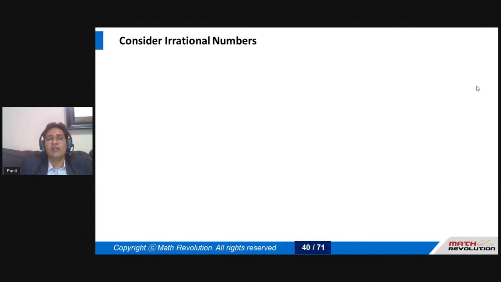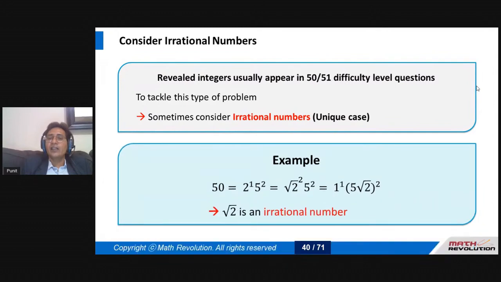The fourth one that we're coming to here is consider the irrational numbers. Now, when we consider the irrational numbers, we know square root of 2 raised to 2 would be 2. Square root of 3 raised to 3. A radical sign with the same root again gives us a number. So if I'm breaking 50 as 2 to the power 1 times 5 square, that's okay. But I can also break it as square root of 2 squared, 5 squared. I can also take a hidden 1 to the power 1, and write it as 5 root 2 to the square.